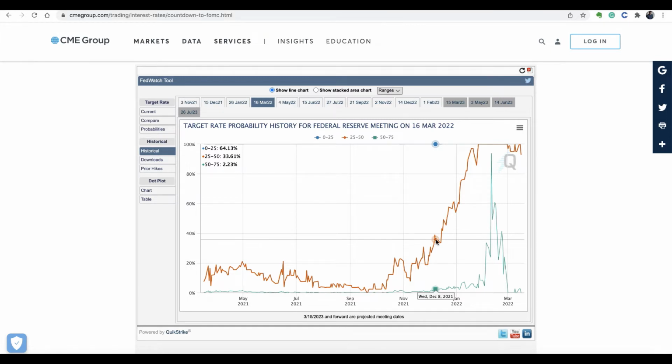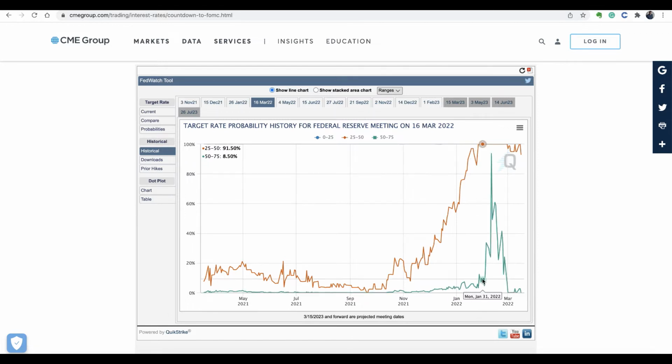So you see this orange line. The orange line is the probability of a one-step hike at the March meeting. Then it started to go up and up and up. So the probability had reached almost 70% in January 2022.